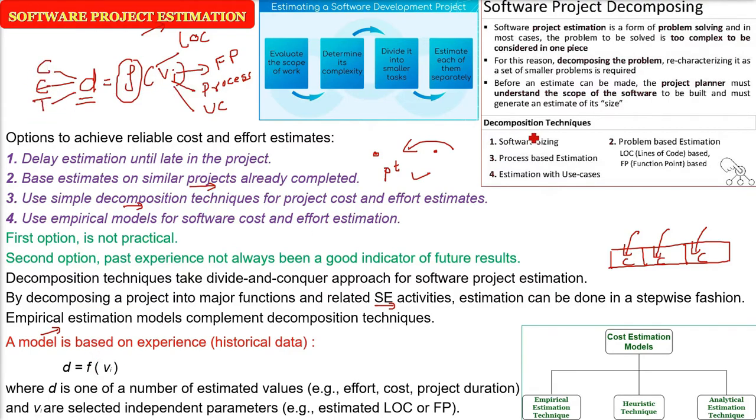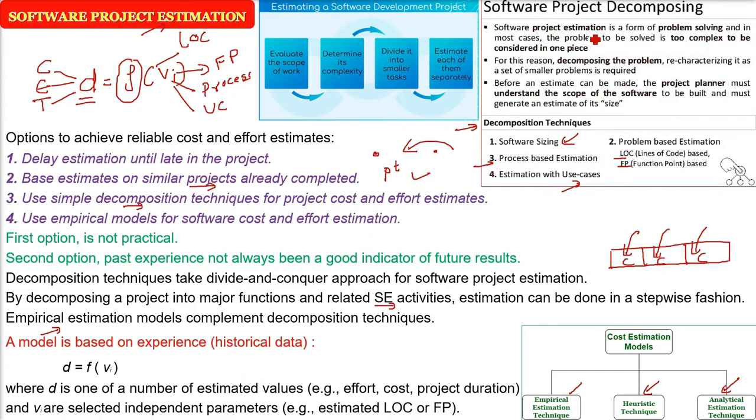So we have decomposition techniques. First we do the sizing and then we do estimation. We can use use cases, and finally problem-based estimation, as you just saw, D equals F(V), based on LOC or FP and other parameters also. There are also cost estimation models like the empirical estimation technique, heuristic technique, and analytical estimation techniques. These are the basic cost estimation models. I will cover all of them, whichever is possible, in this discussion.